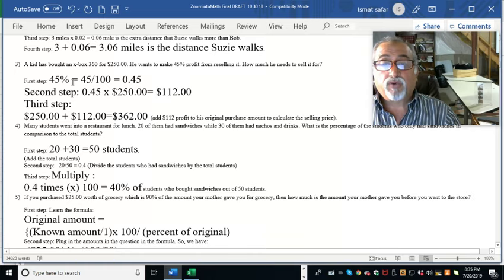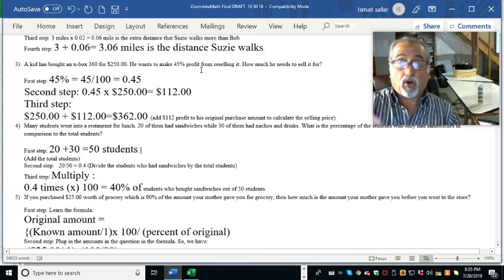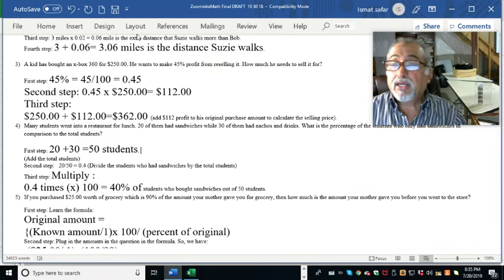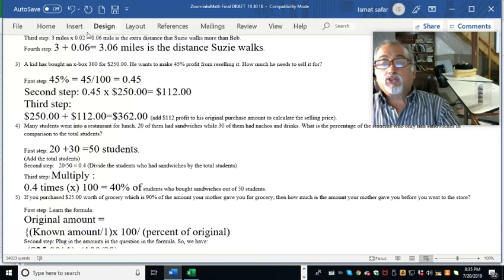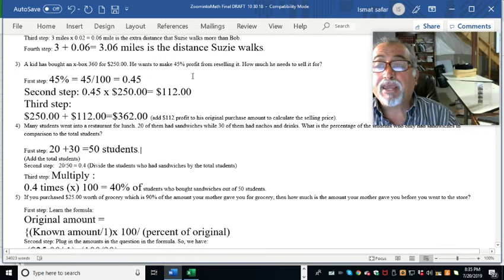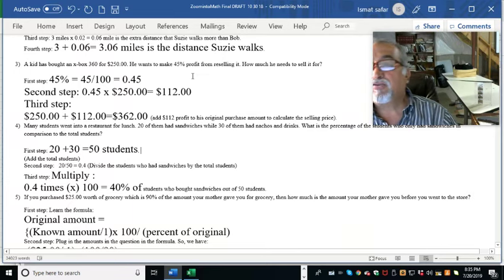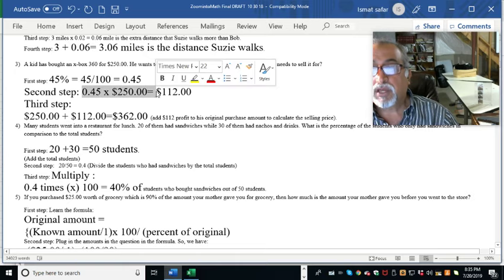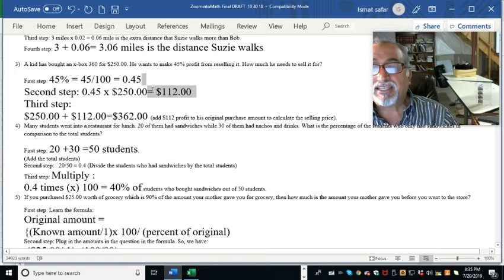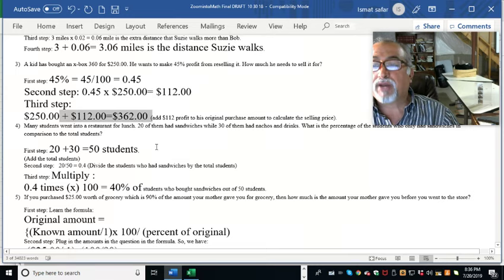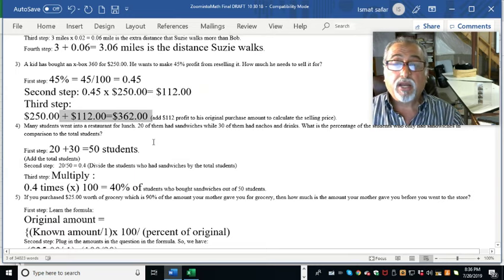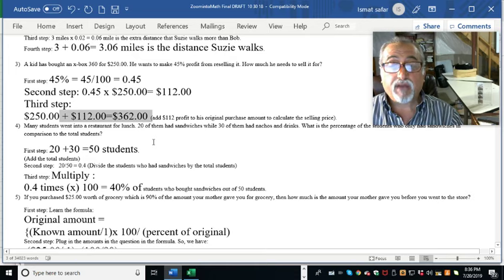Again, it's 45% profit. He wants to resell it for more so he can make some money off the Xbox. So he bought it for 250, and he wants to make 45% more than 250. So 45% times 250 is 112. We take this $112 and add it to 250 to make 362, the total price he needs to sell it for in order to make 45% profit.